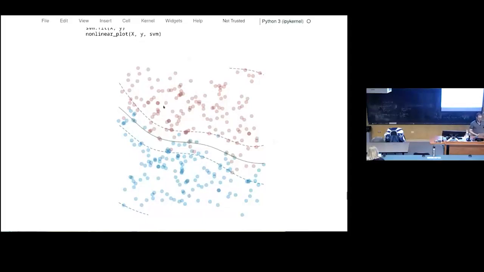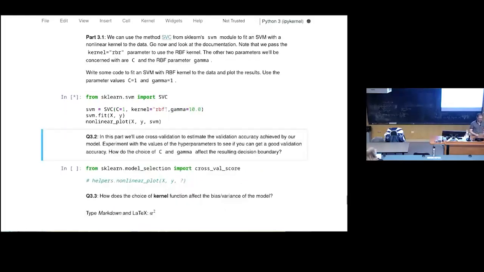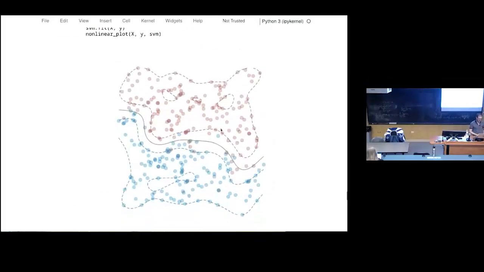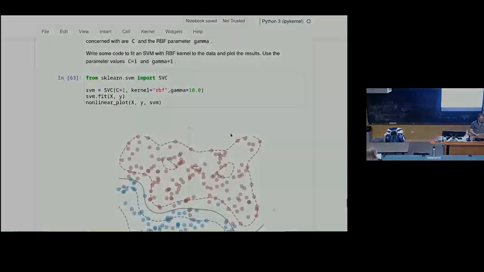This is using the default value of gamma. Let's try gamma equal 10. I get something like that. So then you can do some analysis.